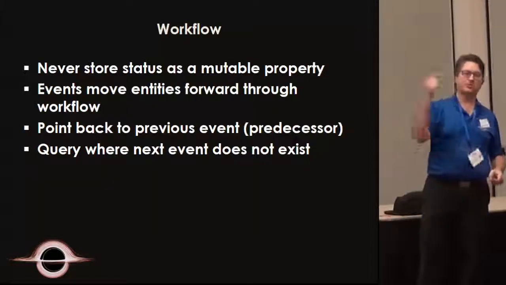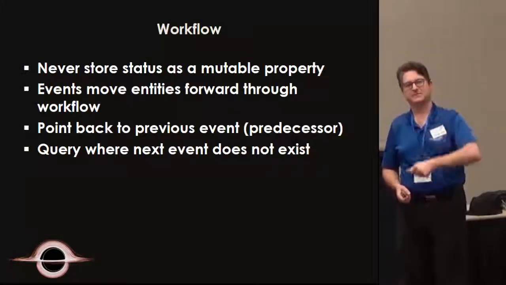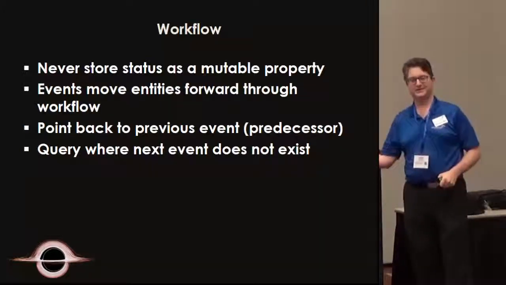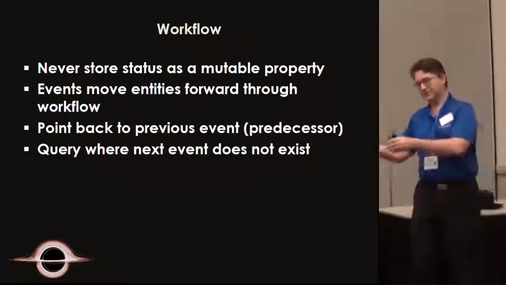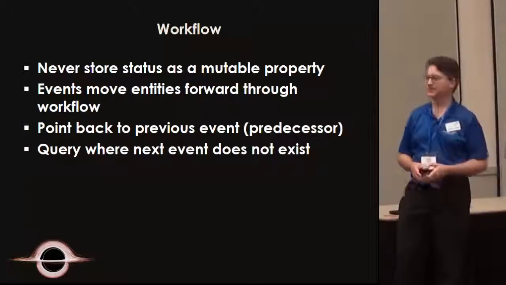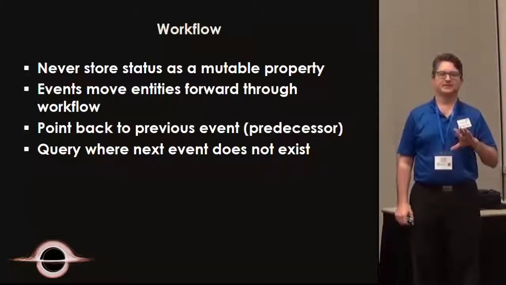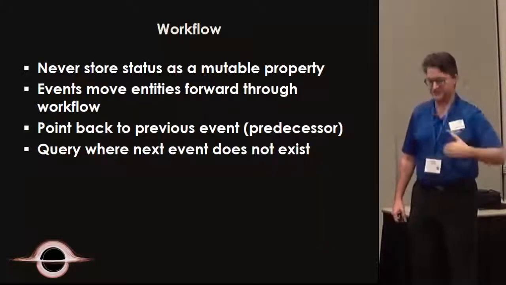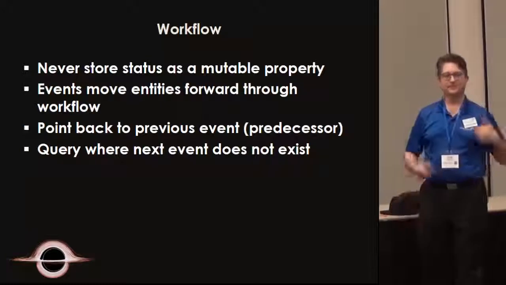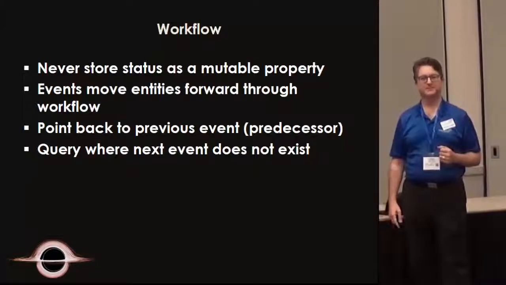And the events always point back to their predecessors. In order to have accepted a talk, it must have been submitted. So the submission ID is a foreign key to the acceptance. In order to have withdrawn an acceptance, it must have been accepted first. So the withdrawn event has a foreign key back to acceptance. And then you always query where the next event does not exist. So my next event, I'm going to accept some talks, so I'm going to query where acceptance does not exist. And that's how you answer workflow questions and keep track of workflow inside of a historical model.